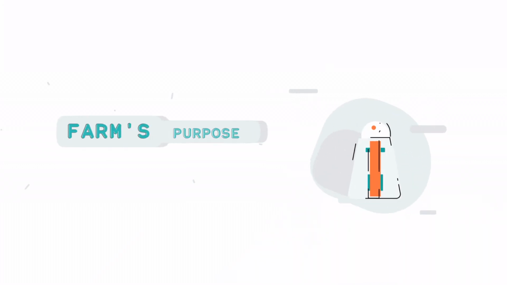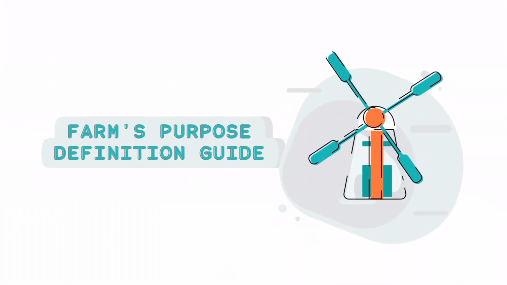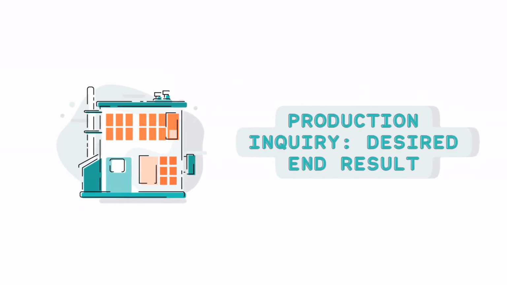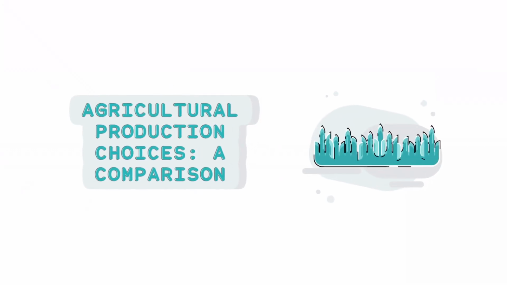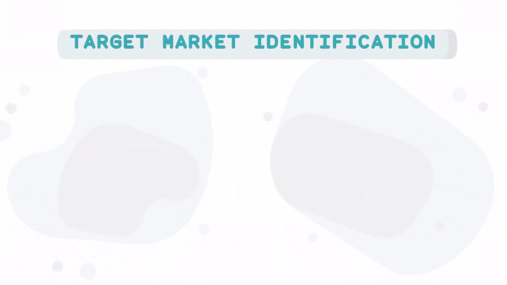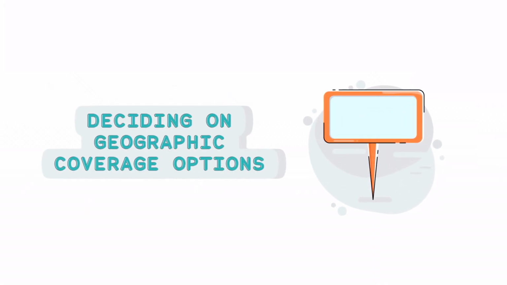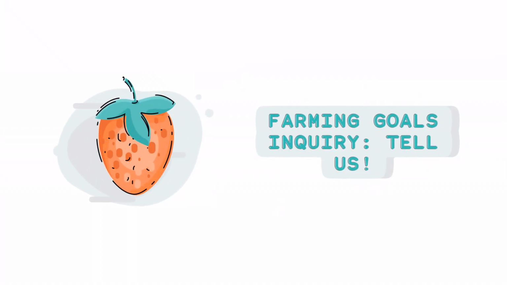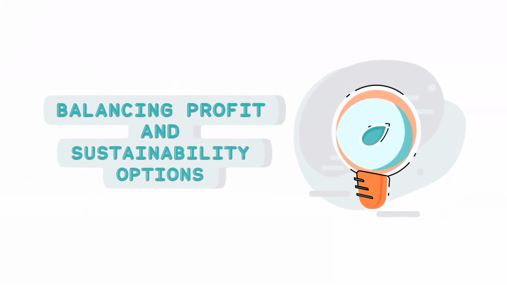1. Define your farm's purpose. What do you want to produce? Crops, livestock, or a combination? What is your target market? Local, regional, or national? What are your farming goals? Profit, sustainability, self-sufficiency, or a mix?